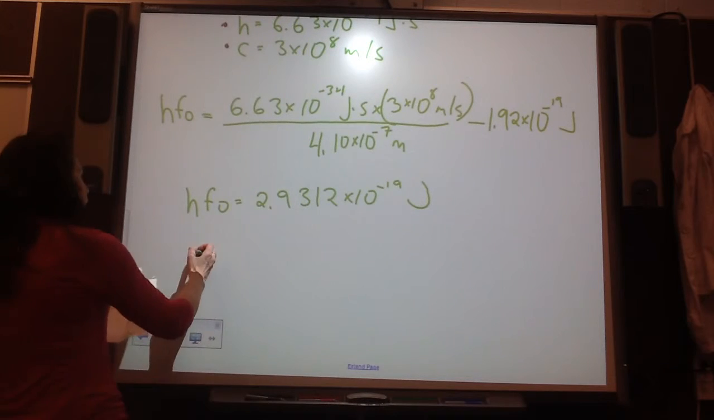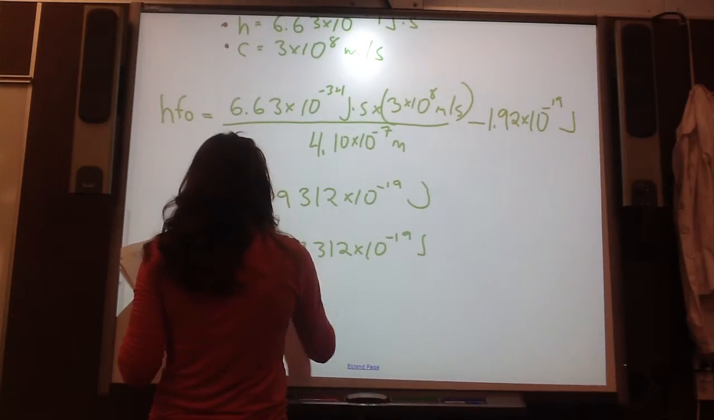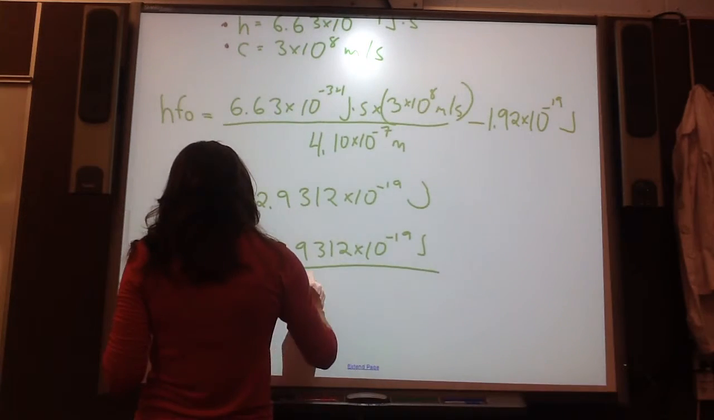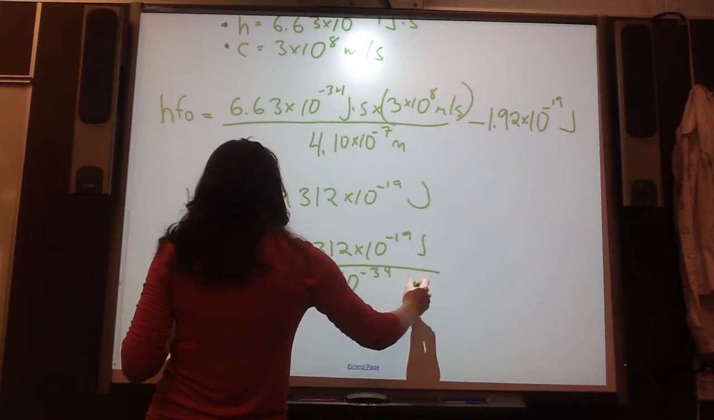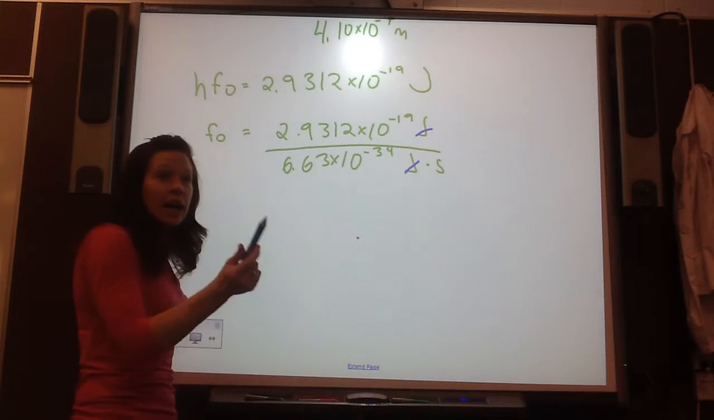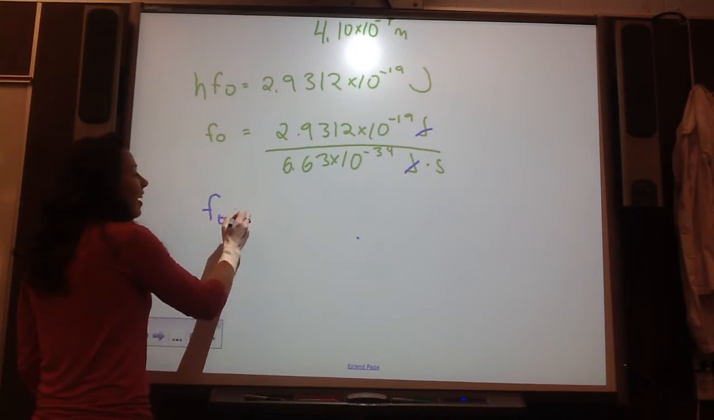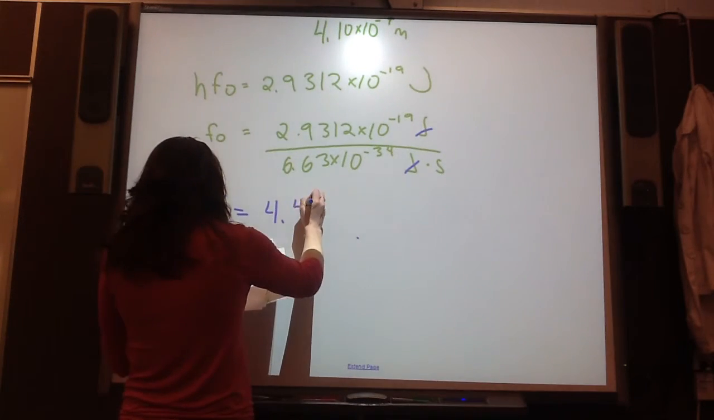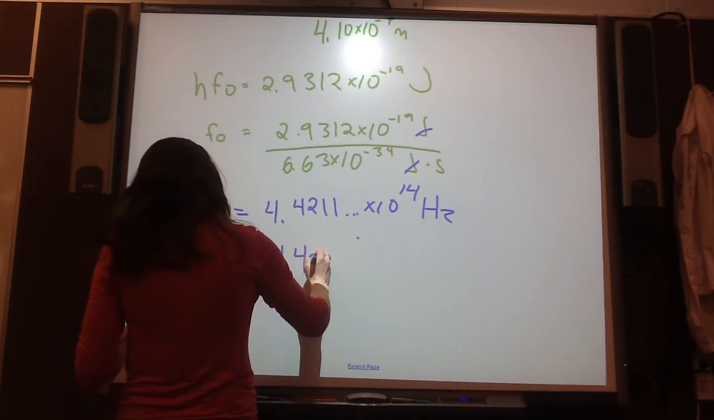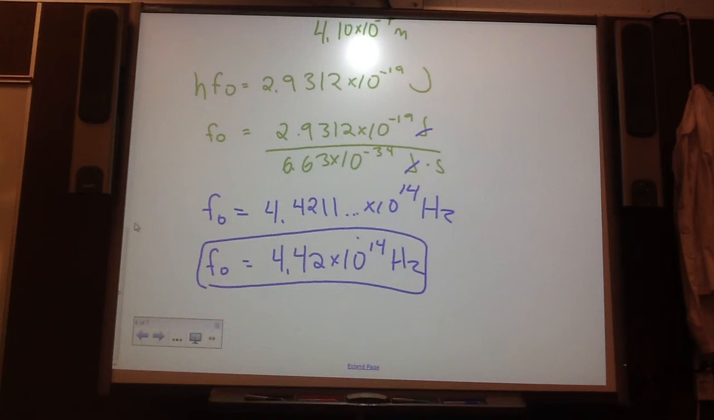Okay. So now our f0 is equal to 2.9312 times 10 to the negative 19 joules divided by our h. And again, I'm going to use my h that has joules in it. So 6.63 times 10 to the negative 34 joules times seconds. See here, joules cross off, and I'm left with 1 over seconds, which makes sense because it's frequency. It's hertz. I'm excited about it. So our f0 then is 4.4211 and so on, times 10 to the 14 hertz. Sig figs, 4.42 times 10 to the 14. Hooray! We did it. Let's do another one.